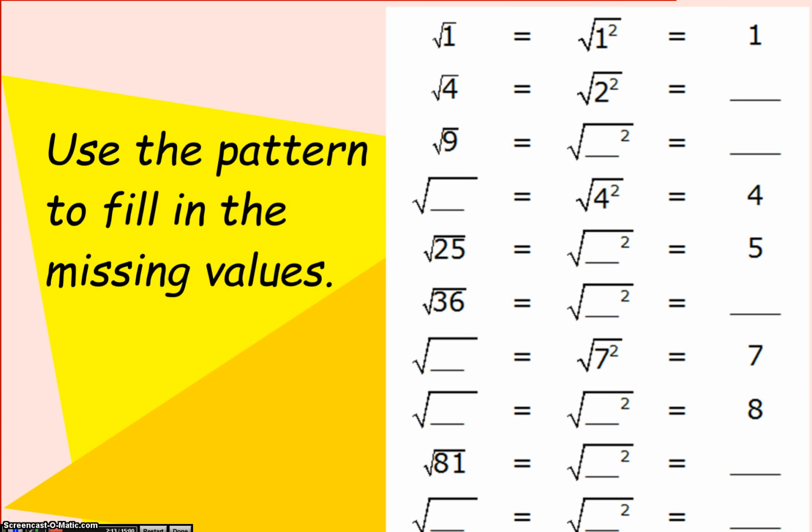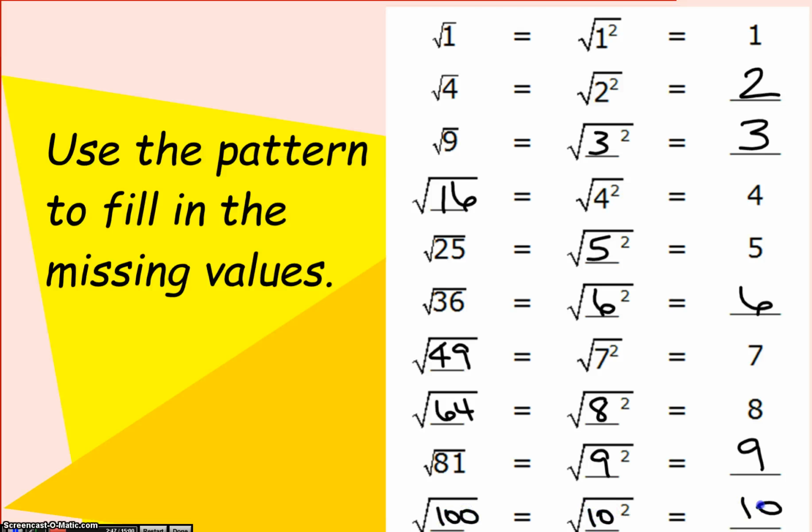Use the pattern to fill in the missing table. Square root of 1 equals the square root of 1 squared, which equals 1. Square root of 4 equals square root of 2 squared, which equals 2. Square root of 9 would be 3 squared, so this equals 3. This would be 16. 5 squared, this would be 6 squared, so that's 6. This would be 49. 64. 8 squared equals 8. Square root of 81 is the square root of 9 squared, or 9. Square root of 100 equals 10 squared, or 10. Again, this should be a review of previous math.